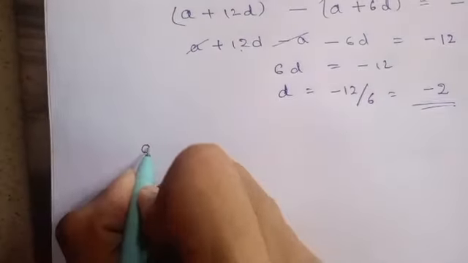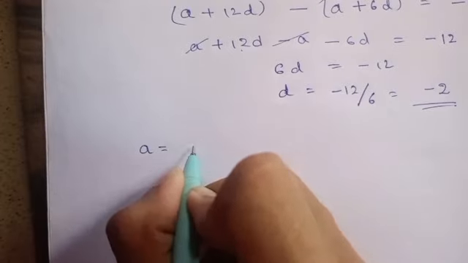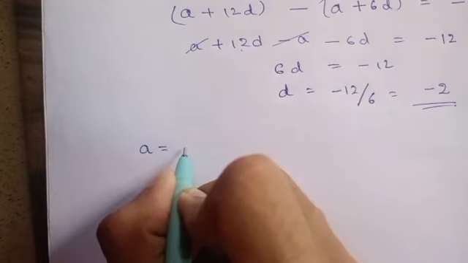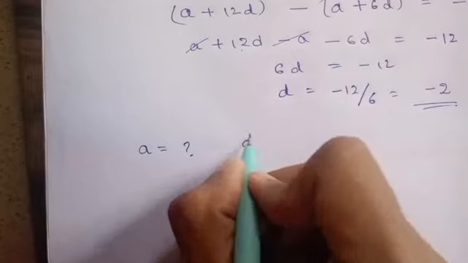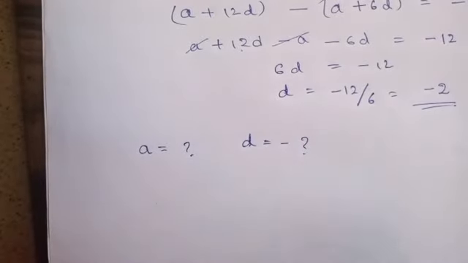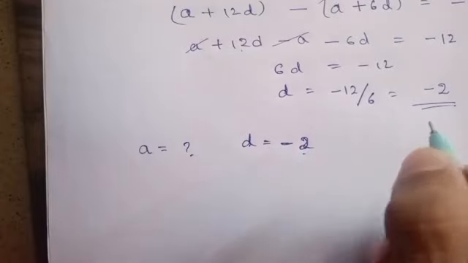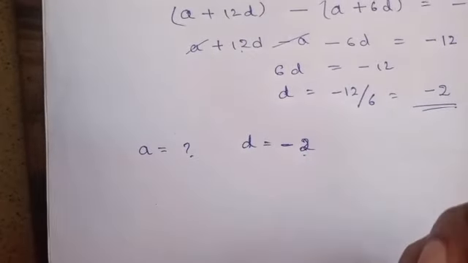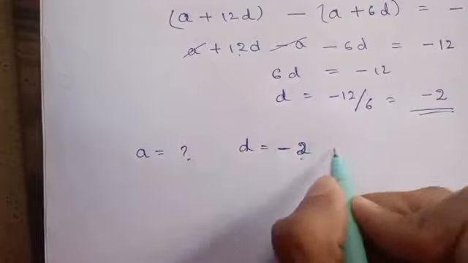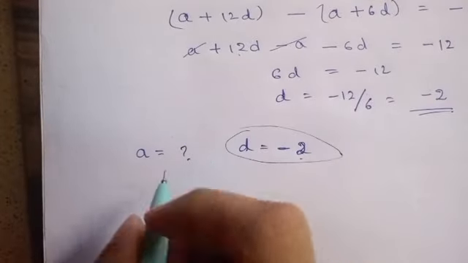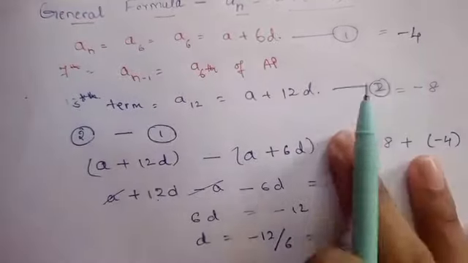So now we got the common difference as minus 2, and a we have to find out now. With d as minus 2, this is not the final answer. You have to find the AP for the given d.